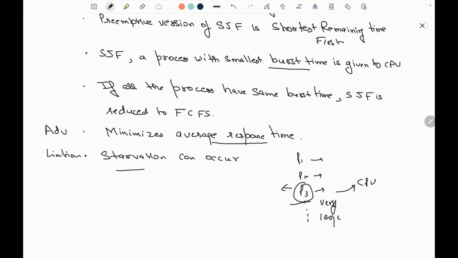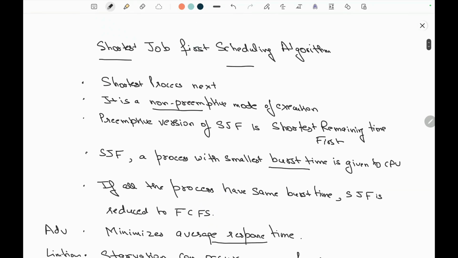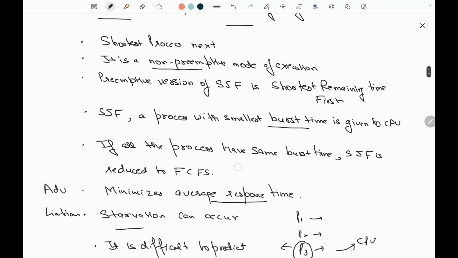Okay, and also sometimes it is difficult to predict the burst time for new processes. Whenever new processes are being added every time, it is difficult to predict the burst time. Okay, so these are the different aspects of shortest job first algorithm for scheduling.